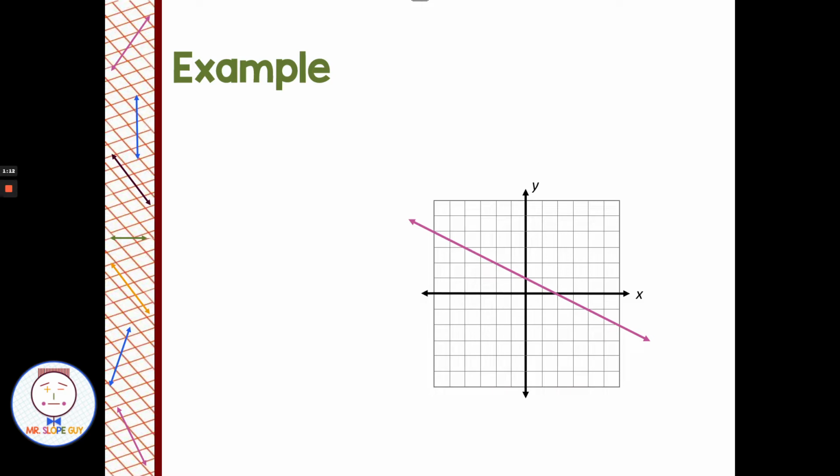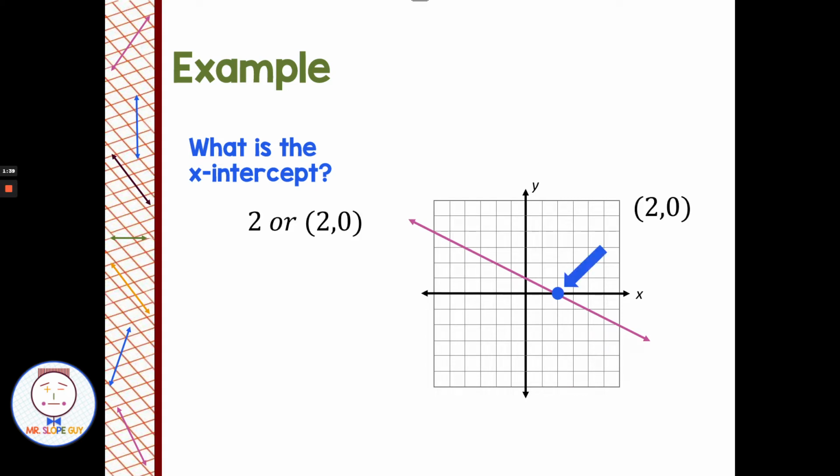So for example, let's say we're given a graph of this pink line, and we're asked to identify intercepts. So what's the x-intercept? Well, if I look along the x-axis, I'm looking for the point where my line crosses the x-axis. Right here is the point where the pink line crosses the x-axis. So that is my x-intercept. Then I can look for the ordered pair of that. If I start at the origin, that's 2 to the right and up or down 0. 2, 0, or just an x of 2.